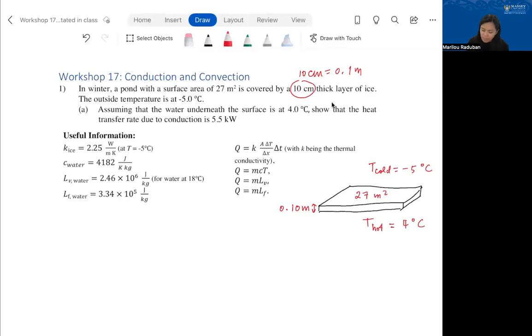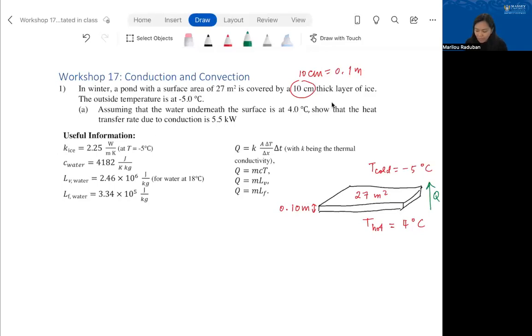Okay, so you can see from this scenario that you have a hot area, the hot water underneath and the cold environment above, so you have this difference in temperature. So heat will be transferred from hot to cold. So heat transfer will go this way. Q being the amount of heat that's transferred, it's transferred over this thickness 0.1 meters and over the area 27 square meters.